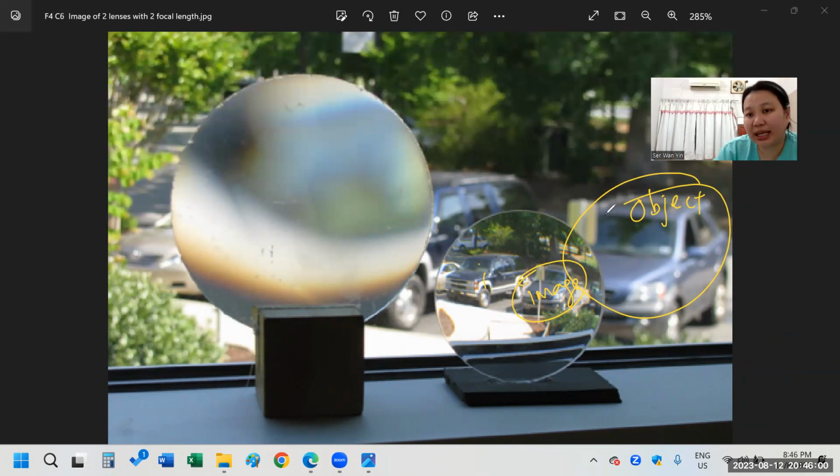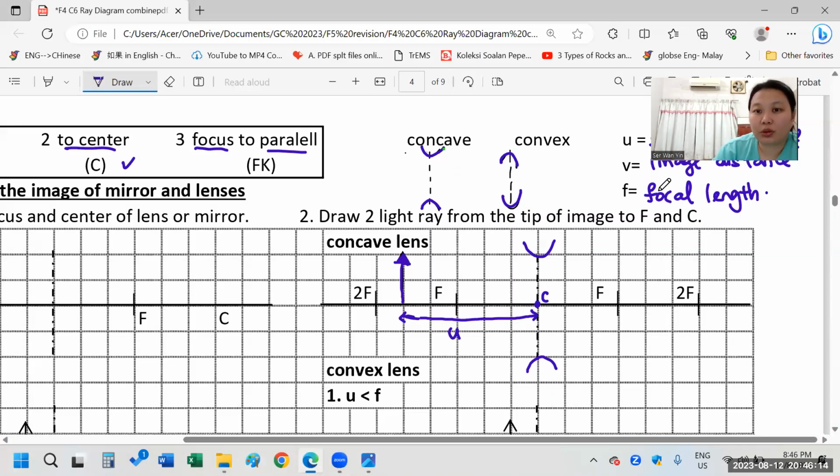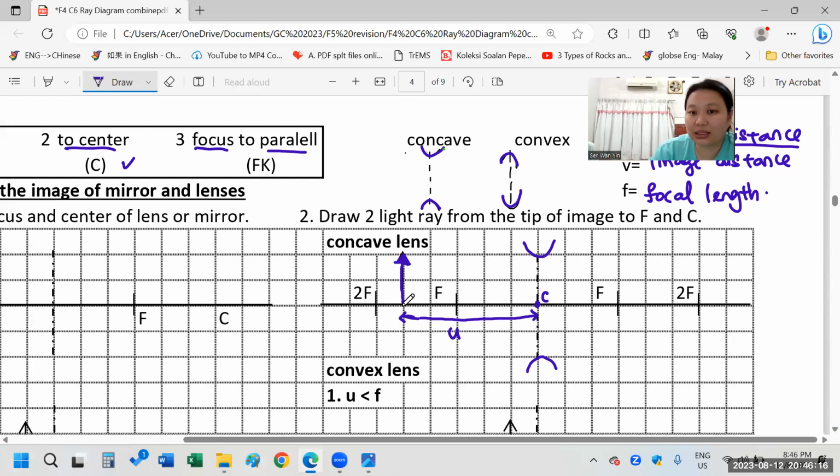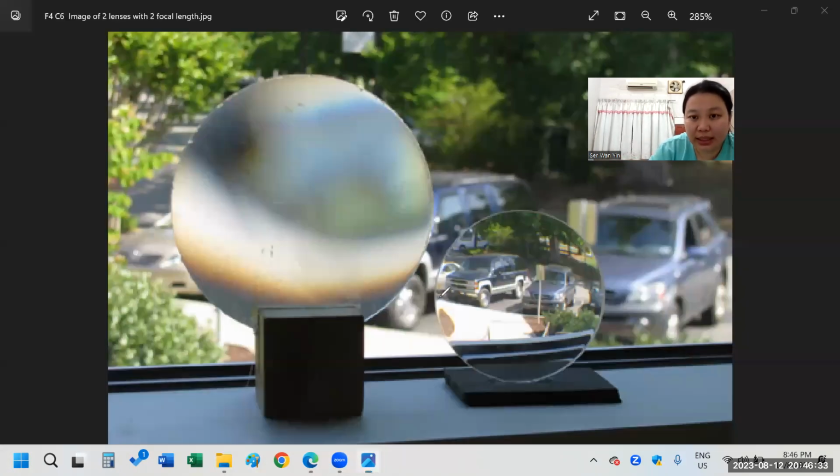Of course, when we draw a ray diagram, we can't draw the whole car. So most of the time we use an arrow as the object, which is already drawn in your module, this paper. So this is the object. When you draw u, it means the object distance from the center. The center is the center of the lens.